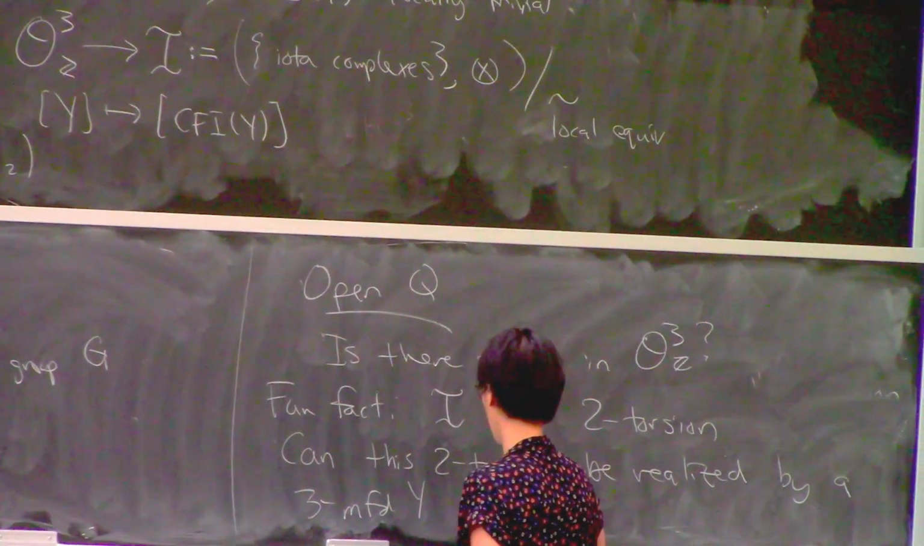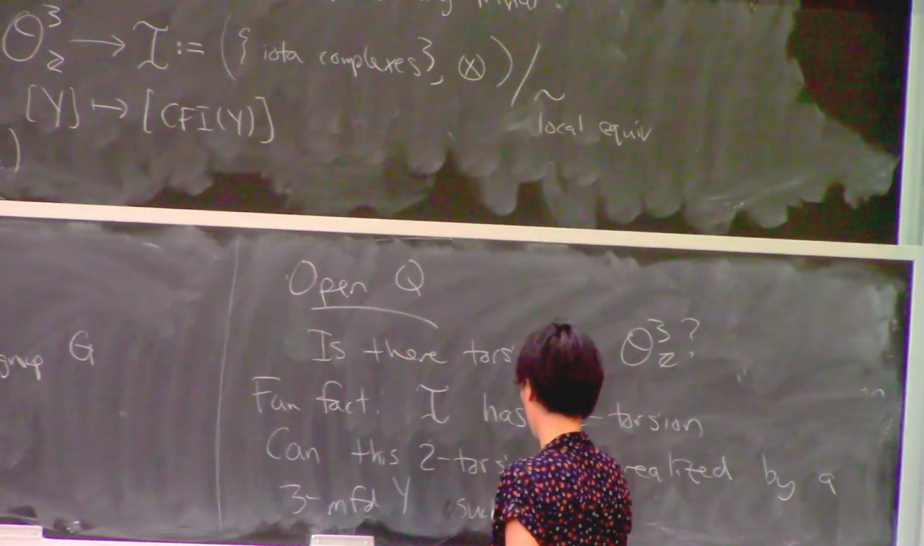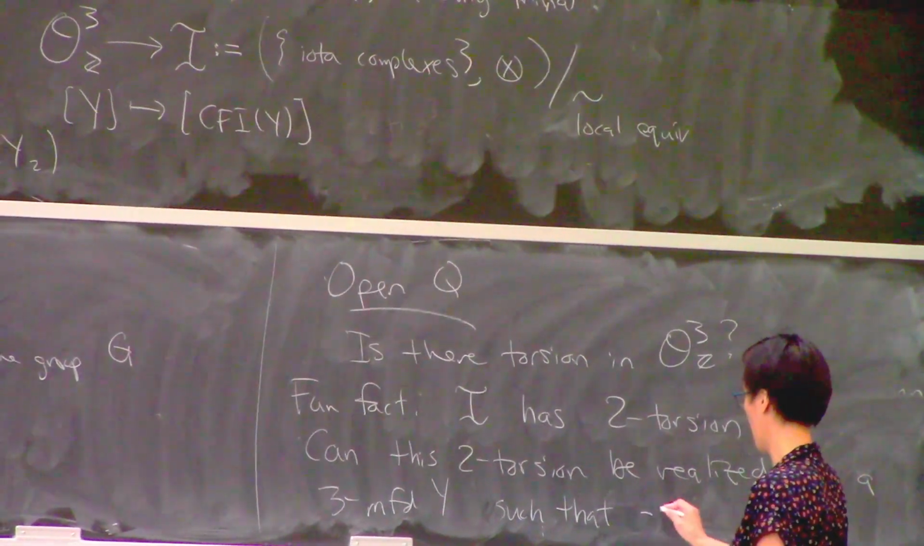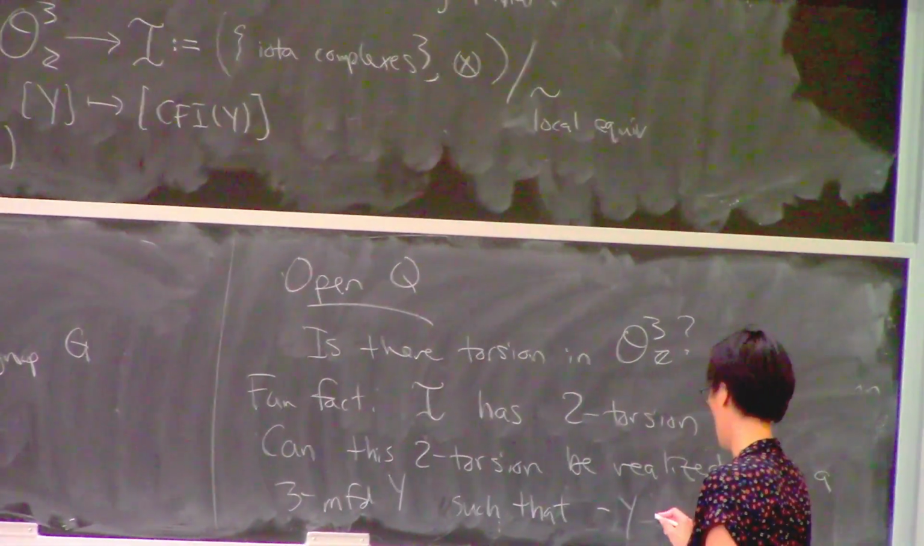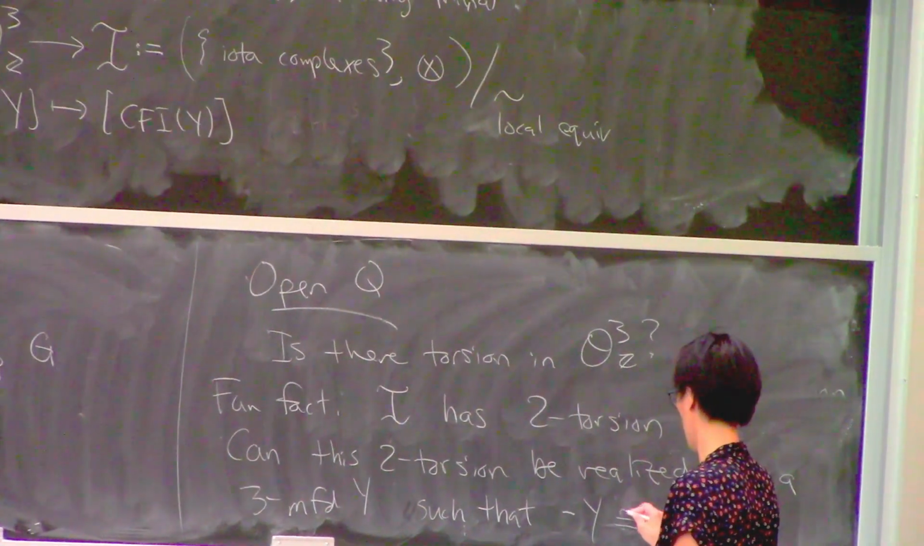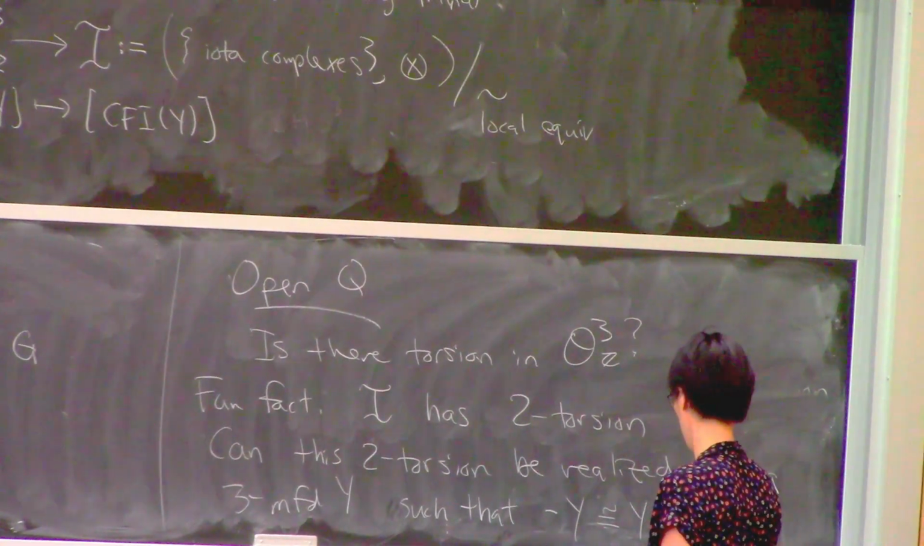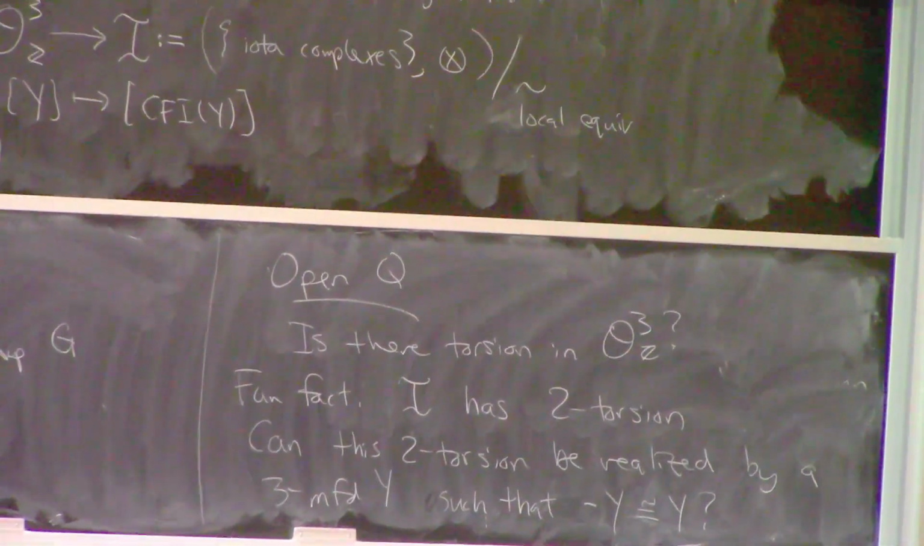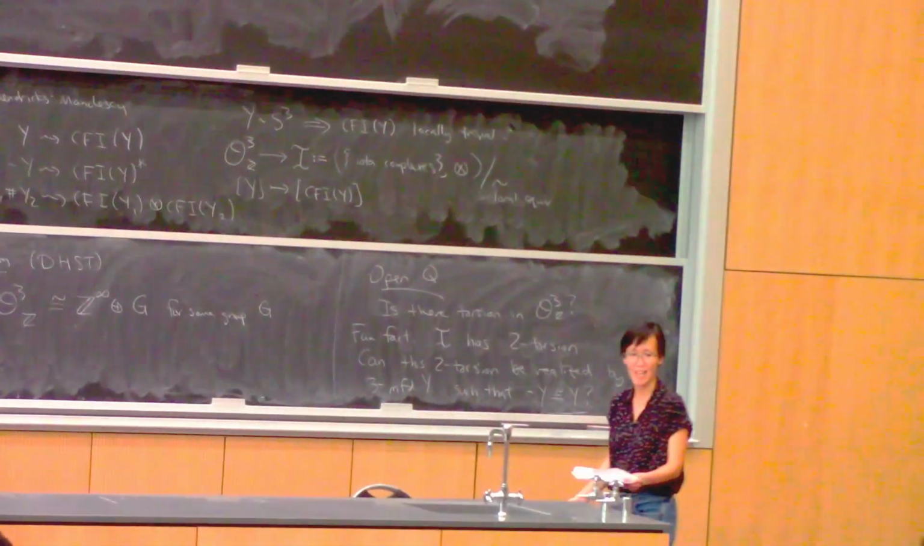And we want that three-manifold to be of order 2. So we want minus Y to be homeomorphic, or at least homology cobordant, to Y. So this would be a great question to answer. So I'll leave you with that.